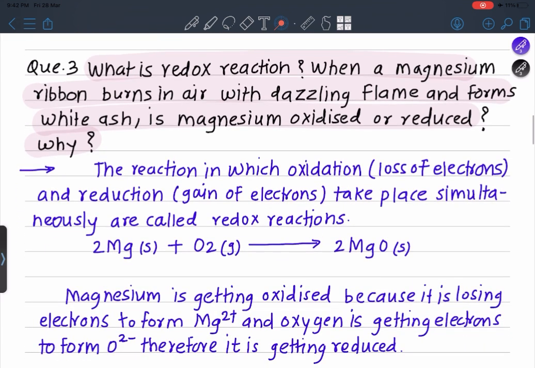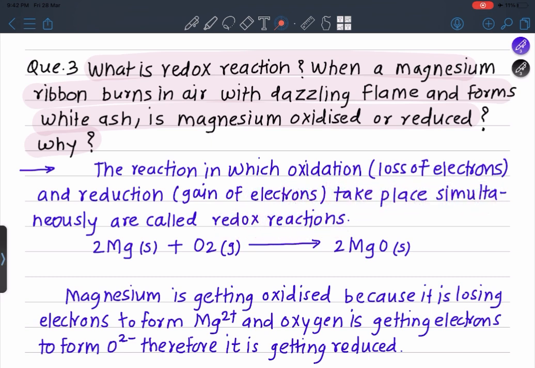Third question, what is a redox reaction? When a magnesium ribbon burns in air with a dazzling flame and forms white ash, is magnesium oxidized or reduced, and why? The reaction is magnesium with oxygen gives magnesium oxide. First we will write the definition of redox reaction. The reaction in which oxidation, loss of electron, and reduction, gain of electron, take place simultaneously is called the redox reaction.